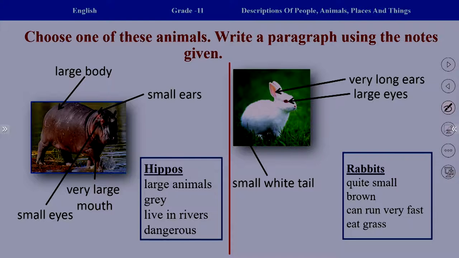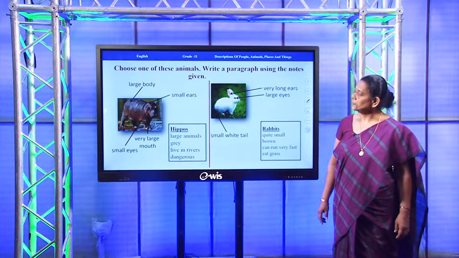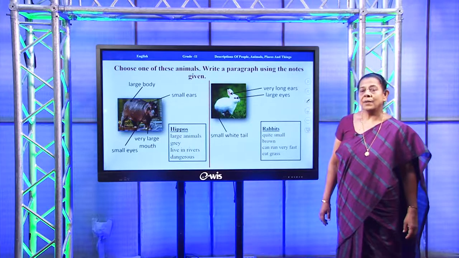Yes. Now let's have a look at hippos. Large body. Small ears. Very large mouth. Small eyes. Yes. In the box, what is given in the box? Large animals. Grey. Live in rivers. Dangerous. Yes, now what you have to do, children, there are three animals given in the picture. But you have to select one.